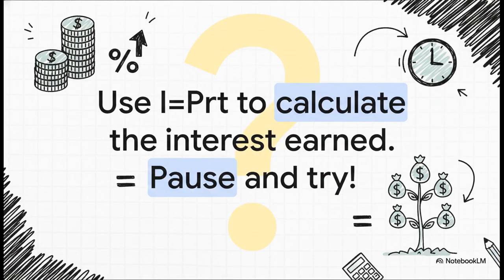Okay, first things first, find your P, your R, and your T. Don't forget to change that percentage to a decimal. Then plug them into the formula to find just the interest. Go ahead and pause here and give it a shot.